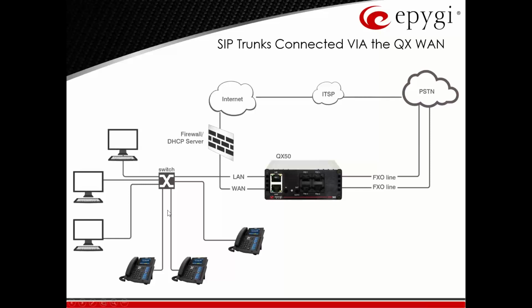Okay, so I'm showing a simple network scenario. Actually, it's the same as what we're going to be using here this morning. I have a QX that's connected on the LAN side. You've got some IP phones. And on the WAN side, it connects to a firewall slash DHCP server, so it's on a private network. And that is the gateway out to the internet.